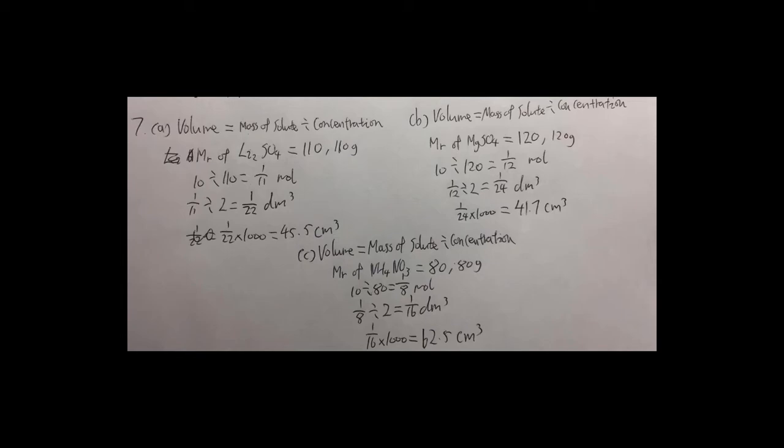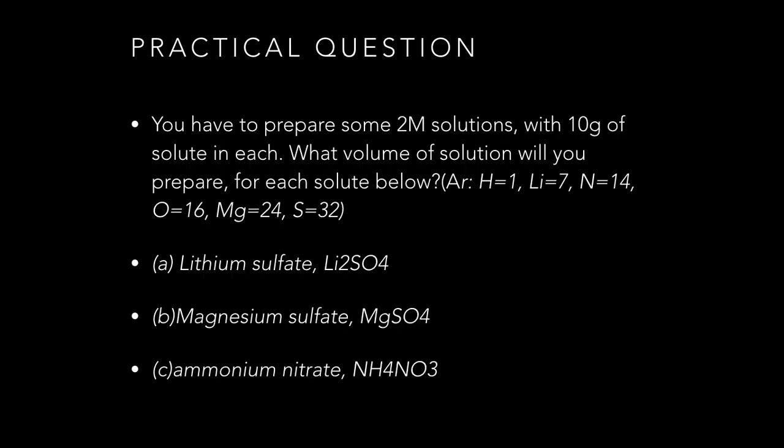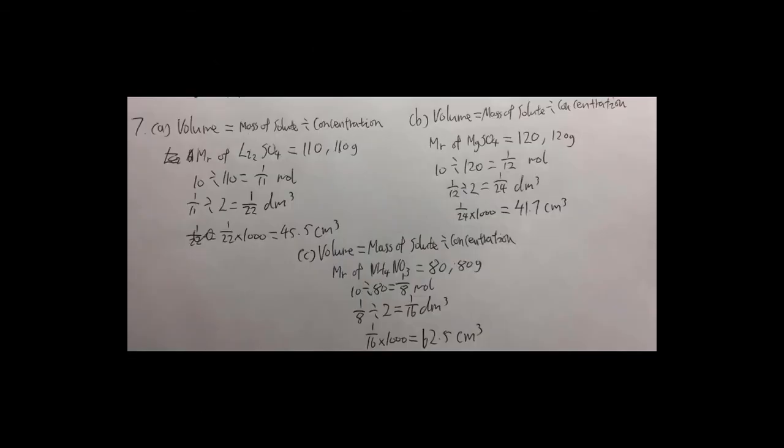Firstly, you have to write down which formula you have to use. For this question, you use volume equals the amount of solute divided by concentration. Now, the Mr of lithium sulfate is 110. You just use the Ar and multiply by how many atoms there are. So it's Li, 7 times 2 because there are 2 of them, plus 32, plus 16 times 4, which gives you 110. So 1 mole of lithium sulfate equals 110 grams.